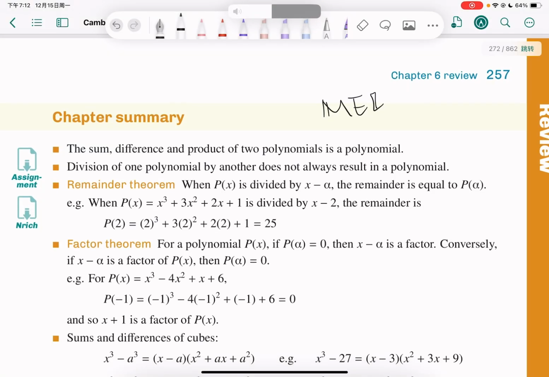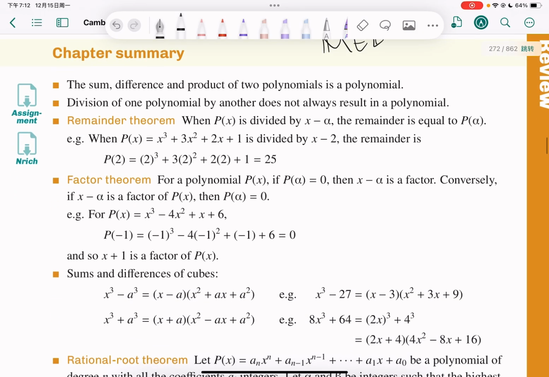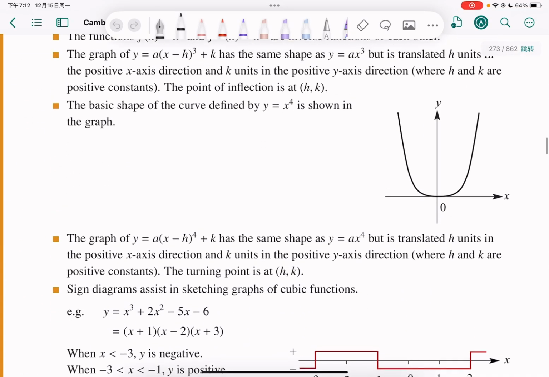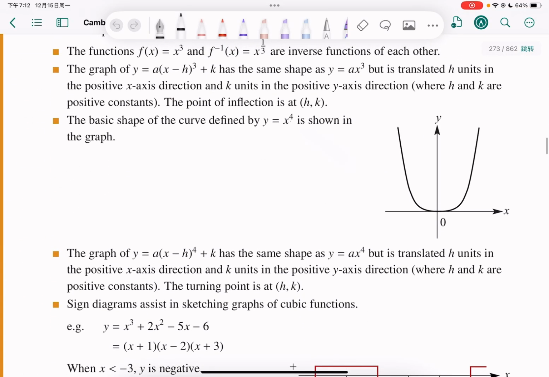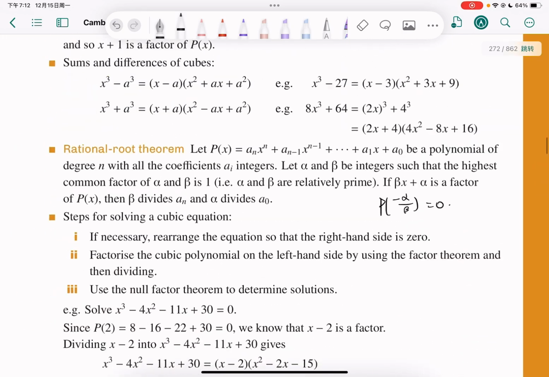Today we're gonna go through Polynomials, Chapter 6 Summary. This is Master Method, Unit 1 and 2 of VCE subject. Okay, so for polynomials, commonly we have cube functions and quadratic functions and to the power of 4 functions. Okay, let's go through bit by bit.